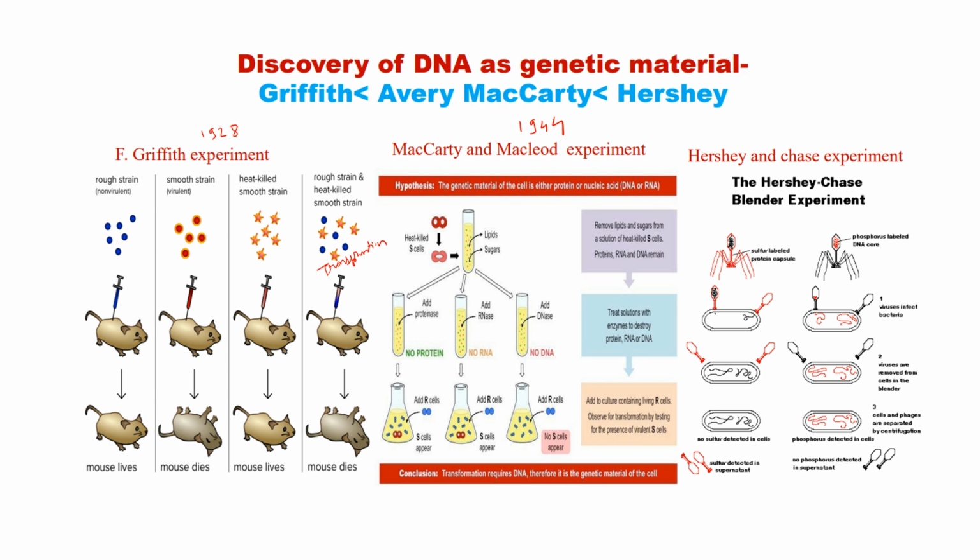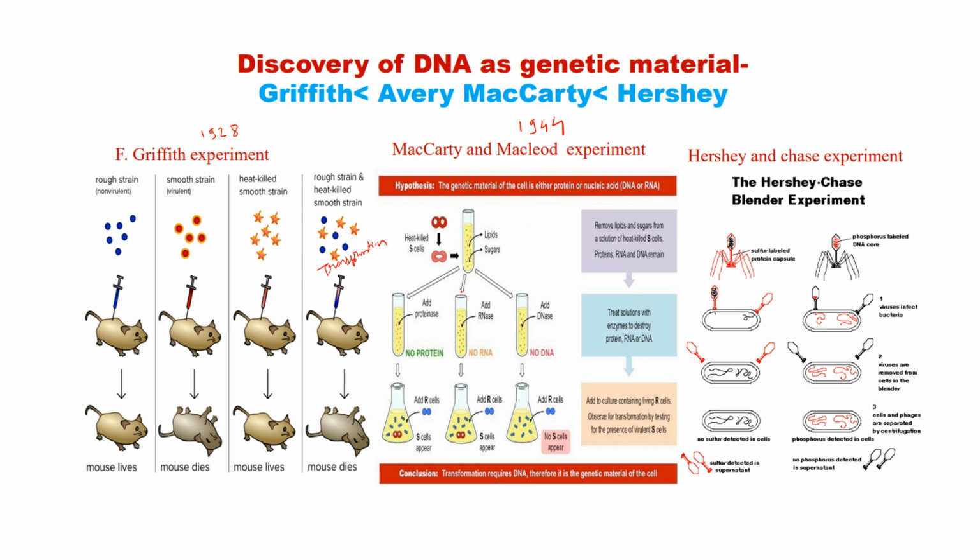McCarty and MacLeod wanted to identify the transforming substance responsible for this bacterial transformation. They treated the heat-killed virulent bacteria with enzymes that specifically degraded proteins, RNA, or DNA. Enzymatic destruction of DNA prevented the transforming ability, while the destruction of proteins or RNA did not. This indicated that DNA was the genetic material responsible for the transformation observed by Griffith.